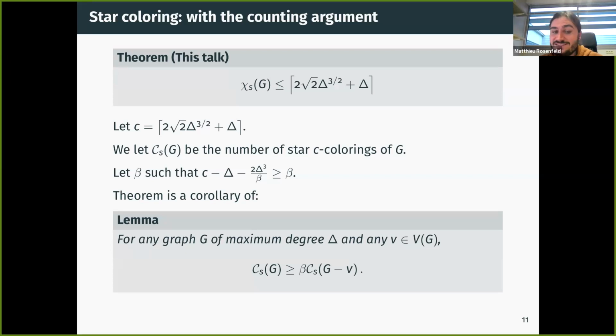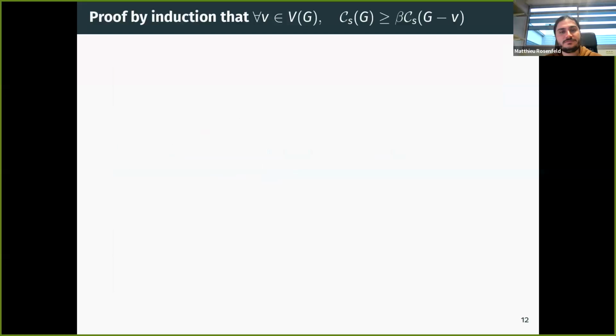And what I will prove is quite similar: given a graph G of maximum degree delta, and any vertex V, if I remove the vertex V, then I divide the number of star colorings by at least beta. Again, the exact same idea. And this implies that if my graph is of size n, then I have at least beta to the n star colorings of this graph. Again, the proof is going to be by induction on my graph. Okay.